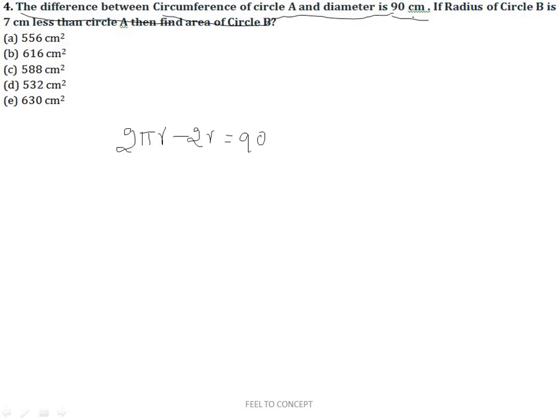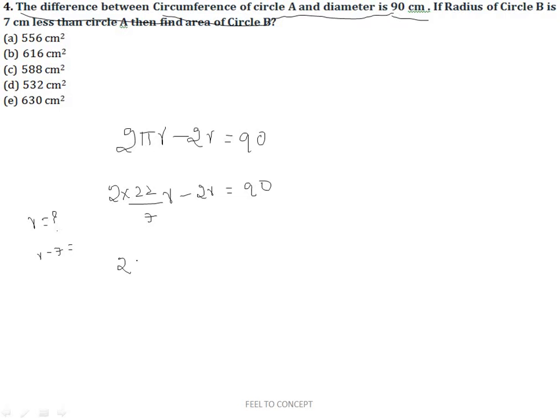If the radius of circle B is 7 centimeters less than circle A, we need to find the radius of circle A. Then the radius of circle B is 7 centimeters less, so circle B is r minus 7. We need to simplify this equation: 2 pi r minus 2r equal to 90. In this case, 2 into 22 by 7 into r minus 2r equal to 90.